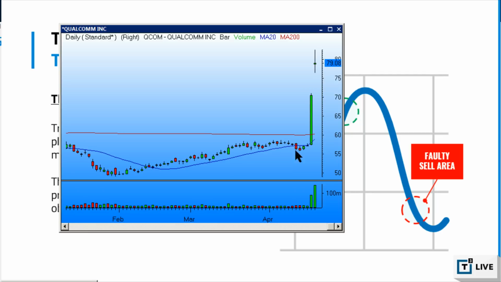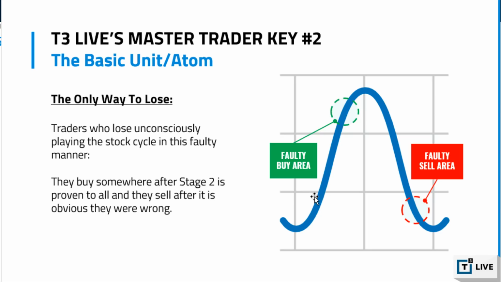So you don't want to buy after a stock has proven beyond a doubt that it's really bullish. By that time, it's too late. If it's too obvious, it's too late. Equally, you don't want to sell after you're 100,000% sure you're wrong.